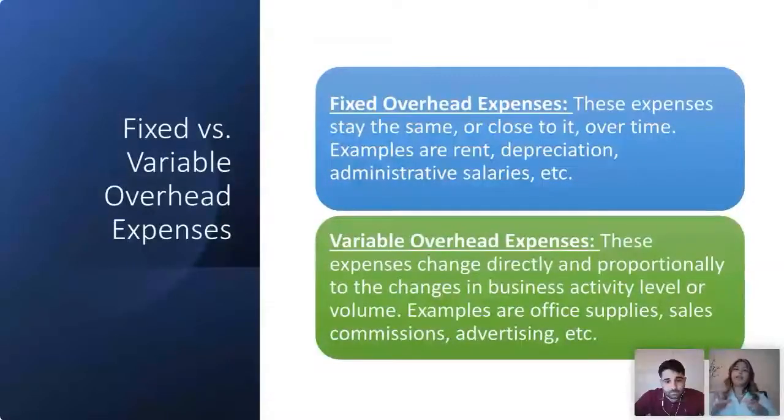Within the overhead expenses, there are fixed overhead expenses and there are variable overhead expenses. Starting with the fixed, that means these expenses don't really change. They usually stay the same or about the same amount year over year. For example, rent expense usually stays the same year over year, not accounting for small price increases. Depreciation expense and administrative salaries are more fixed as well.